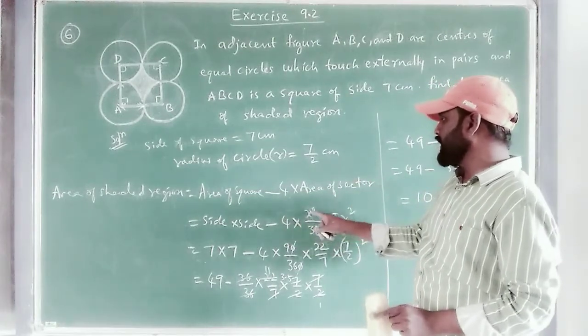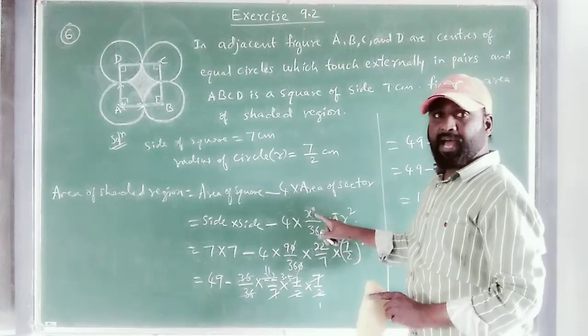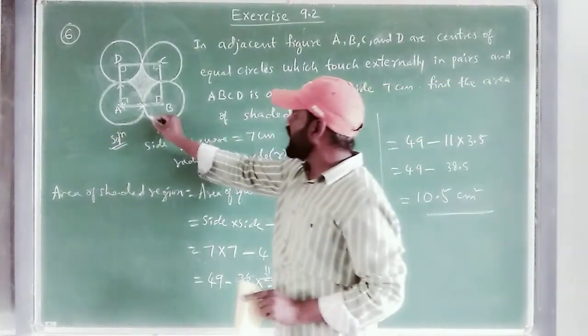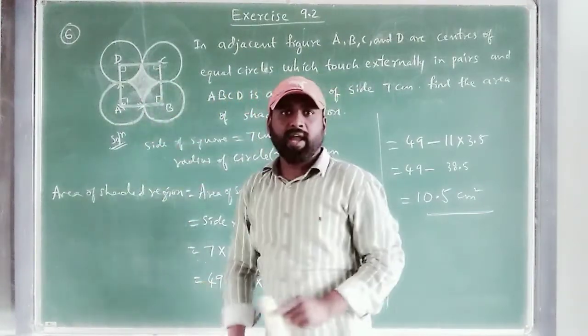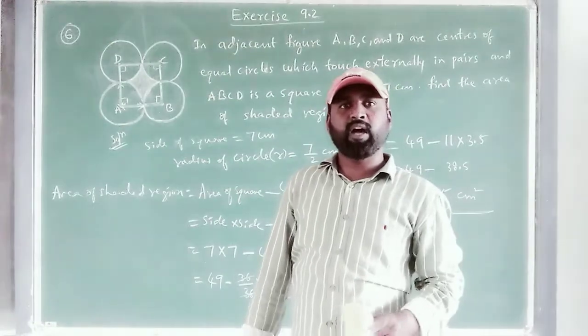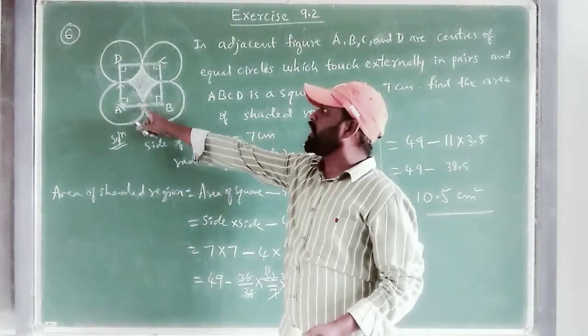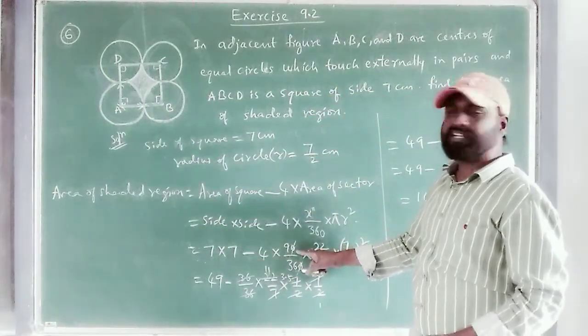The area of a sector formula is x by 360 degrees into pi r square. Here x is the angle subtended by the length of the arc at the center. This is the arc of the sector, right? As these are squares, all 4 angles will be right angles only. That means the sector angle will be 90 degrees. So that is why we are substituting 90 in place of x.